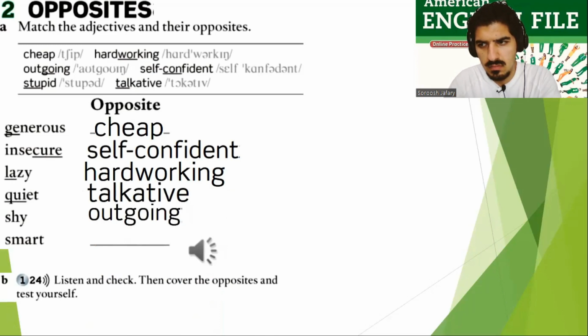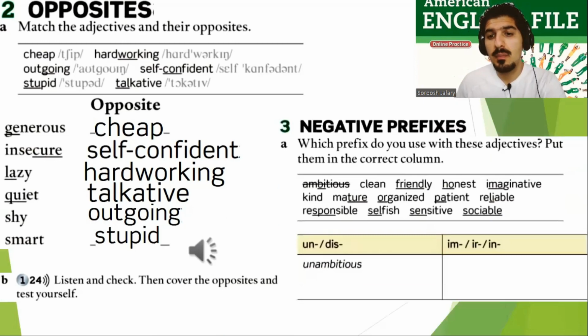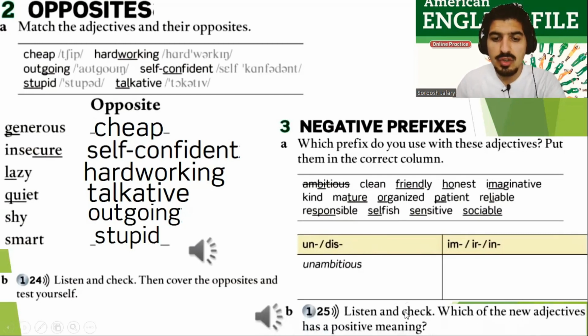Smart, stupid. And one more thing, negative prefixes. Which prefix do you use with these adjectives? Put them in the correct column. On this, for example, unambitious, or this, or in. Take your time, do it. You can do it with your partner. This one, you can do it together. Now I need you to again listen and check.